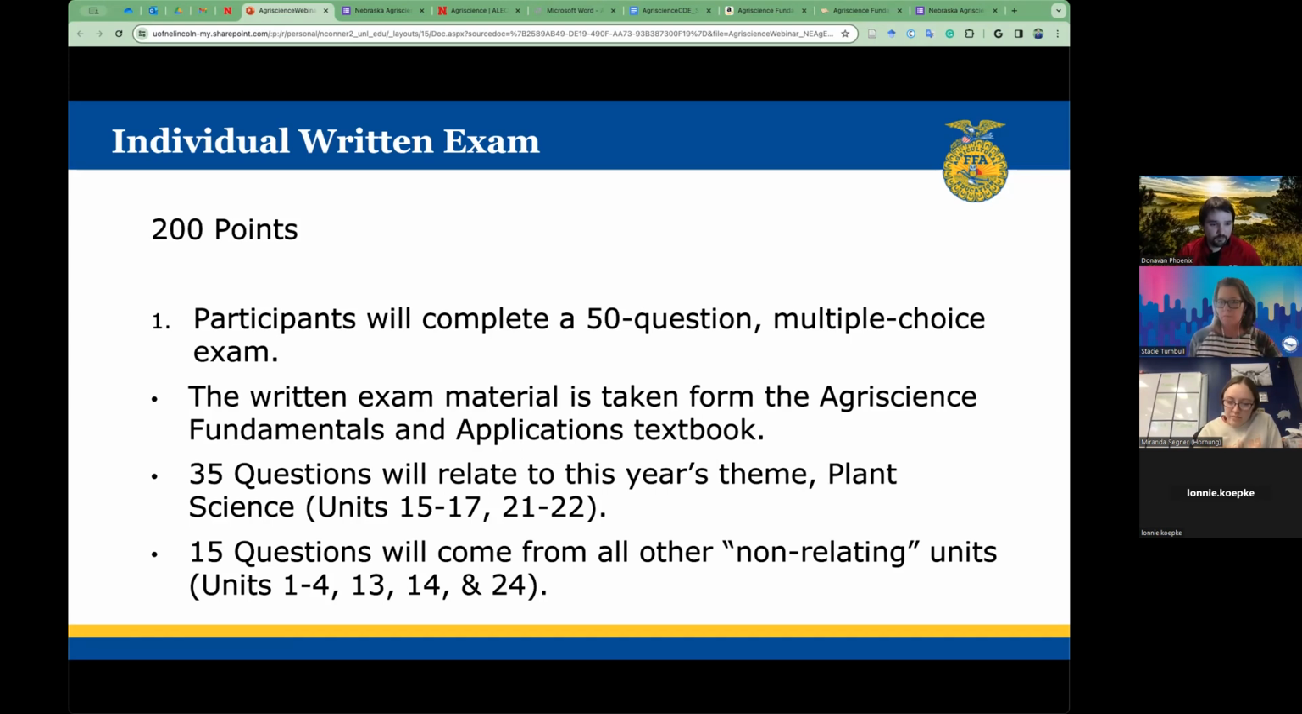So when it comes to the exam, you can pretty much guess that any of the content or questions provided in the test bank or within that textbook are going to be coming from these 5 units. And then the last 15 questions will come from all other non-rotating units, so anything from units 1 through 4, 13, 14, and 24. Again, this is in the handbook and the rule book. So 35 questions related to plant science and 15 general agri-science questions on the written exam.